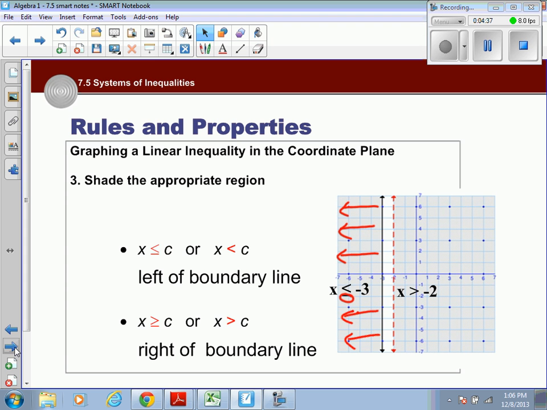In the next example, we have x is greater than or equal to, or x is greater than. For this one, we have x is greater than -2. Again, notice how it's a dashed line because of just greater than, and it's shaded to the right.